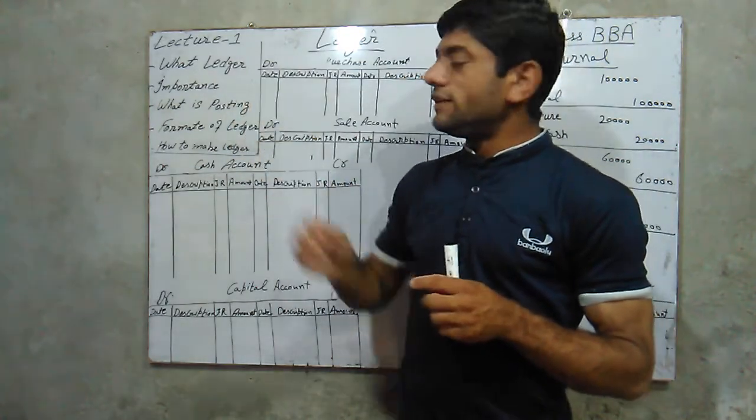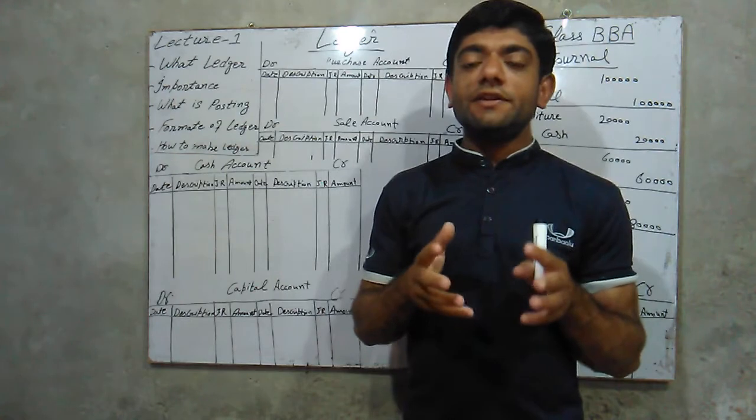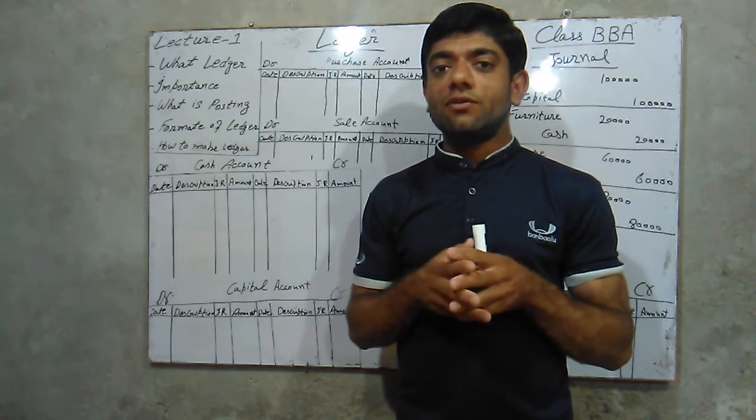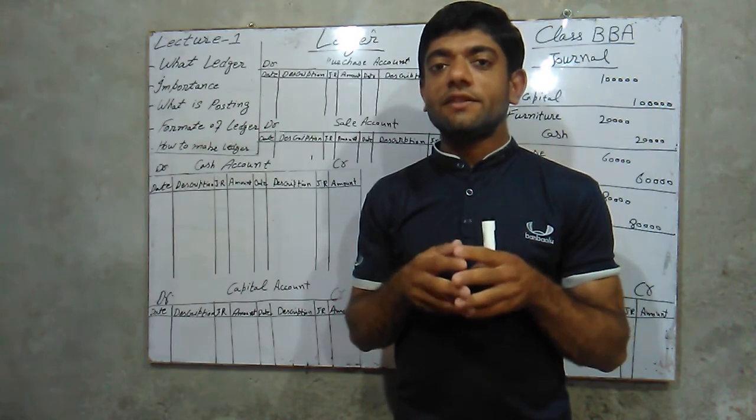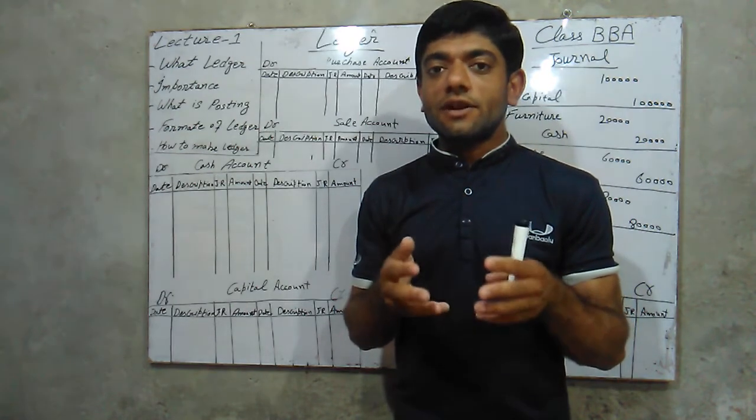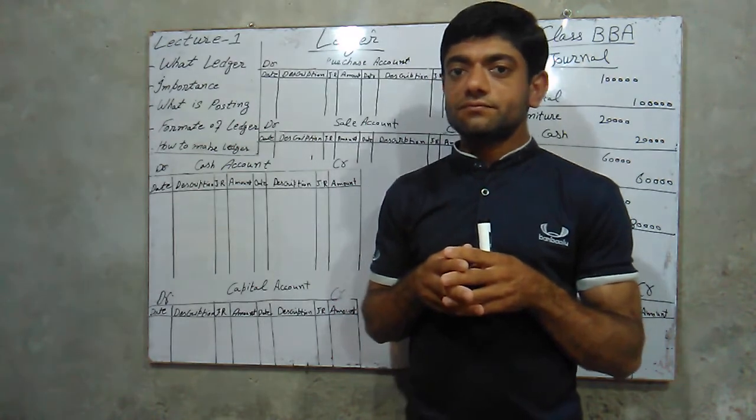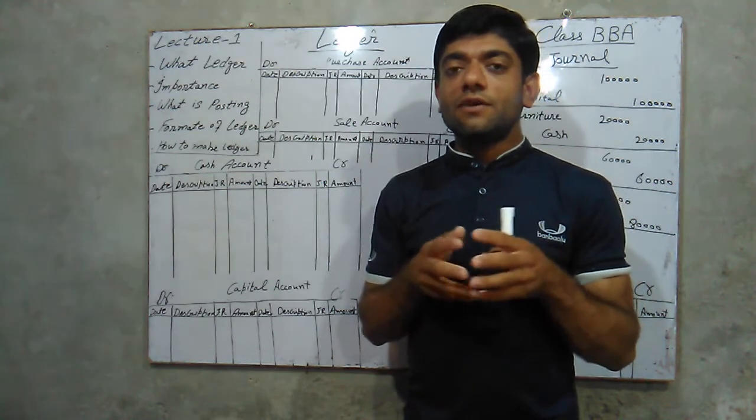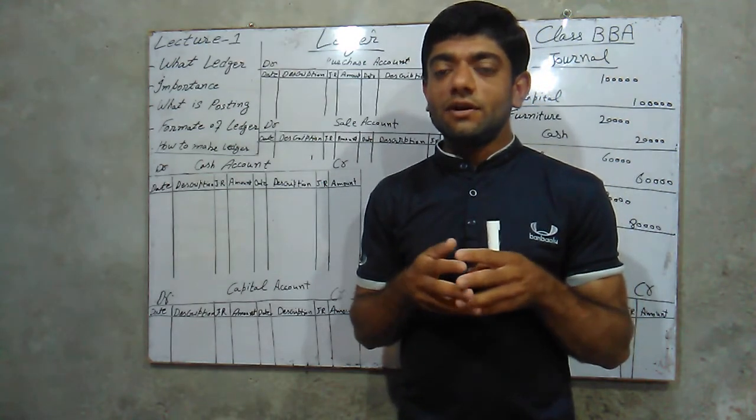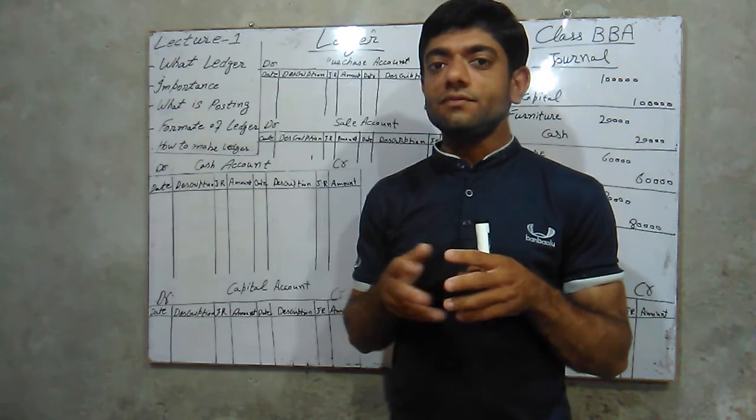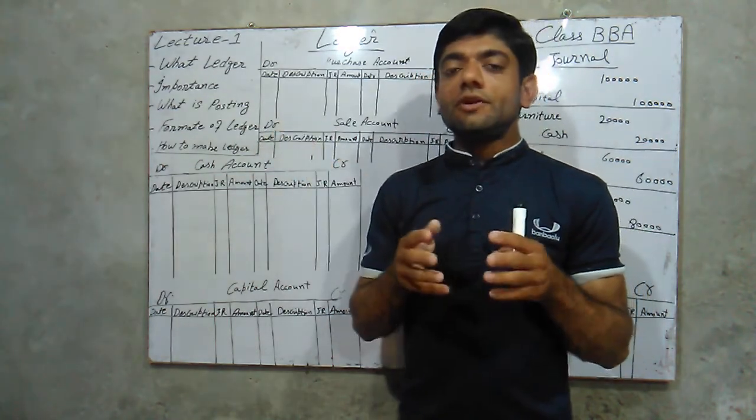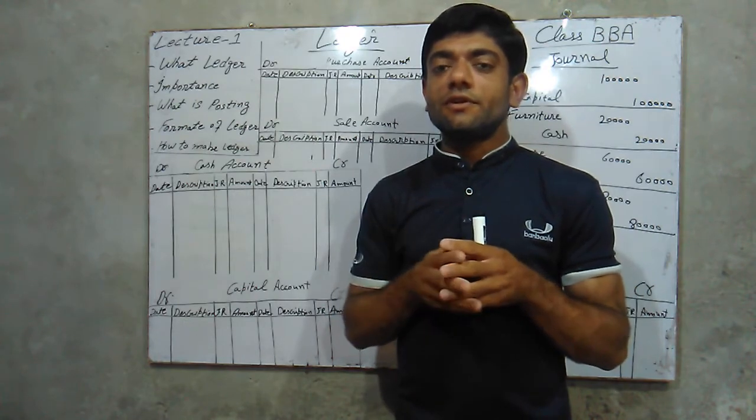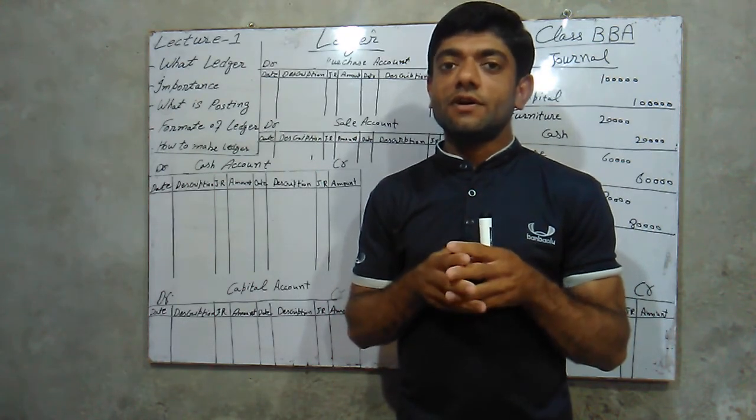So what is ledger? Ledger is a book of account which includes all accounts: assets, expenses, capital, revenue and liabilities. Ledger is also called the king of accounts, book of account, and also the secondary book. In ledger you can find every type of account. Therefore it's called book of account.